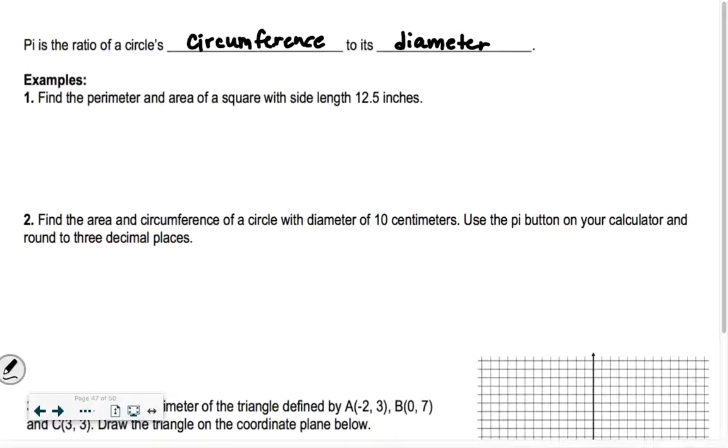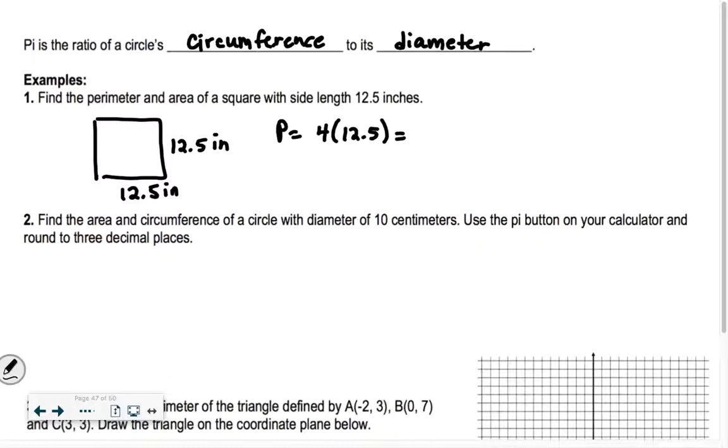So find the perimeter and area of a square with side length of 12 inches. So if we have a square, or 12.5, I guess, and it's 12.5 on each side, when I talk about the perimeter, it's going to be 4 of those 12.5s. I always try to do things without a calculator if possible. When I'm multiplying anything by 4, I'll double it and double it again. So 12.5 times 2 is 25, and times 2 again is 50. So that's how we would do 12.5 times 4, so we get 50.